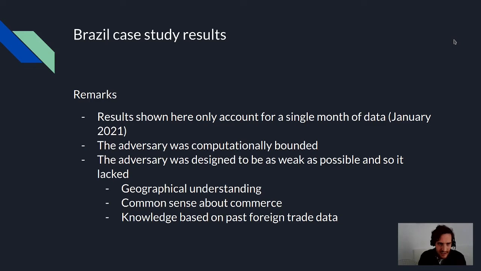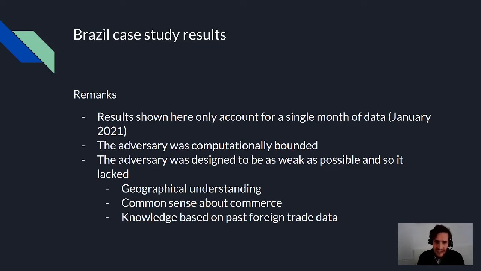Some remarks. The results shown here only account for a single month of data, January 2021. The adversary we designed was computationally bounded. That means that we used a personal computer, an Intel i7 with 32 gigabytes, and the whole process took 62 hours of active processing, and we limited the time spent trying to find the optimization problem solution to 1 minute for each instance. Increasing that time could give some advantage to the adversary.